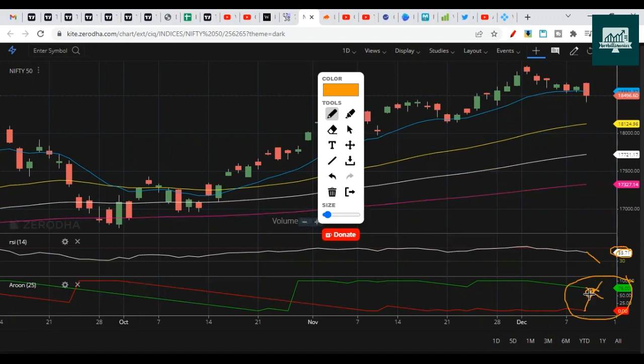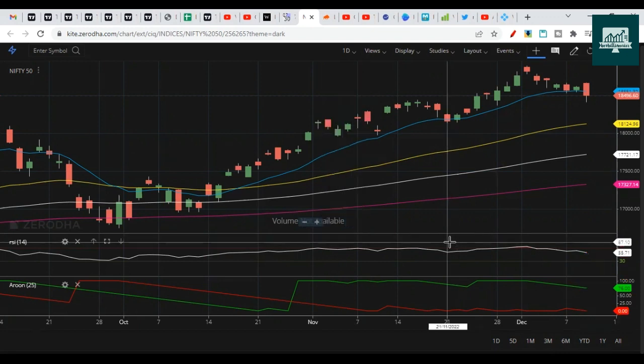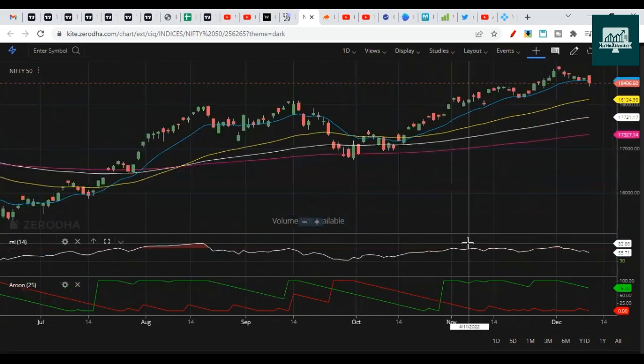So if it gives the crossover, then we have to assume that the bearish move is in force and it will take Nifty much lower on the downside. So let's see if that happens, but that is what the indicators are telling.